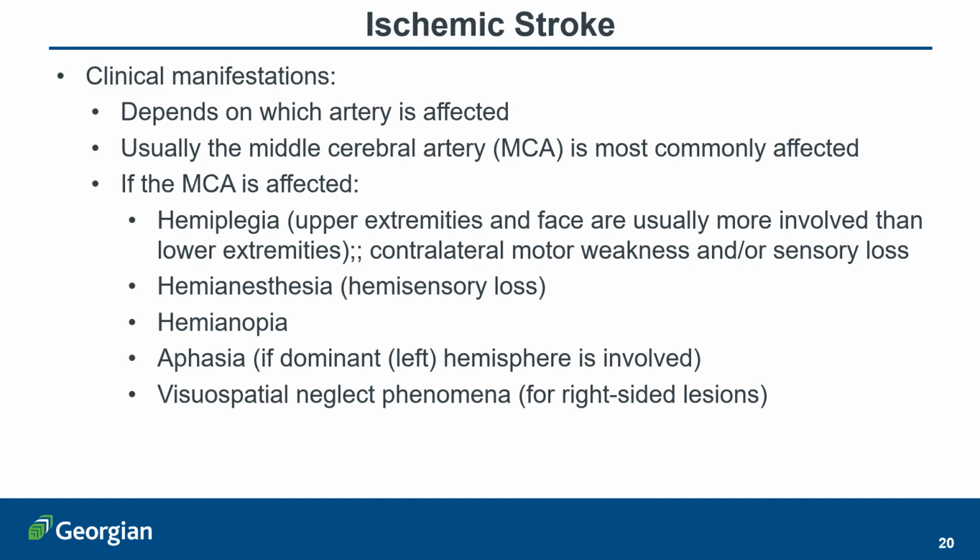sensory loss. Talking about sensory loss, that is referred to as hemianesthesia. So you have a hemisensory loss on the opposite side of the body. Similarly, hemianopia, or the loss of vision, or at least visual deficits on the opposite side of the body. And the other most common clinical manifestation for a thrombotic stroke is aphasia, especially if the dominant hemisphere, which for most of us being right-handed would be the left hemisphere, is involved. So that's Broca's aphasia. Lastly, visuospatial neglect phenomena can also occur if the stroke is on the right side of the brain, or in the right hemisphere.